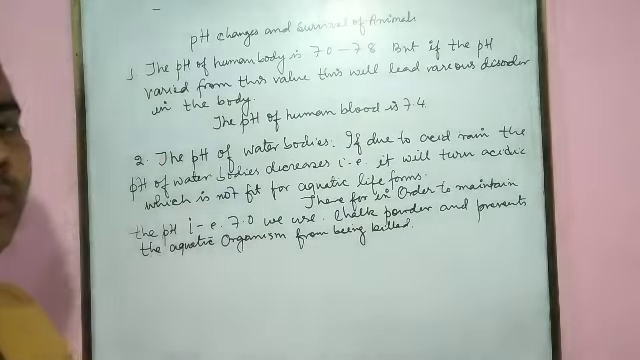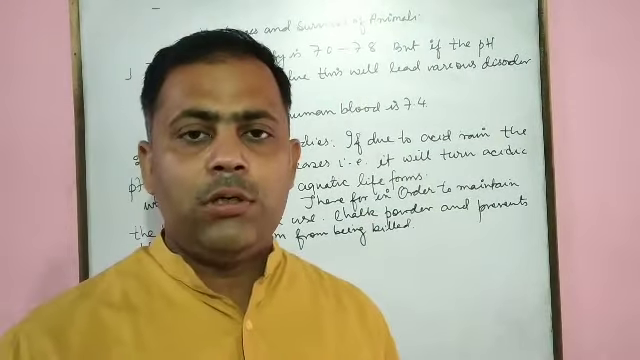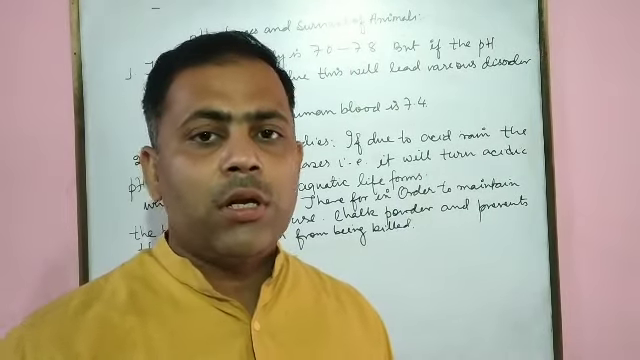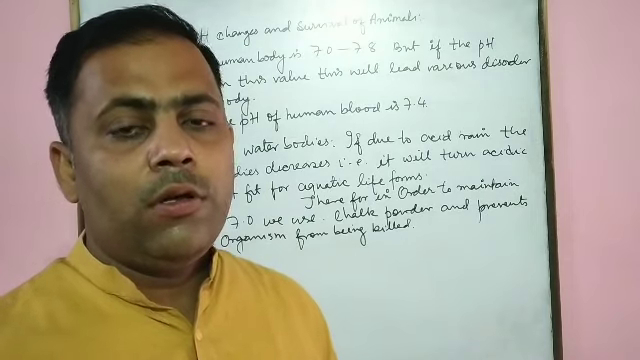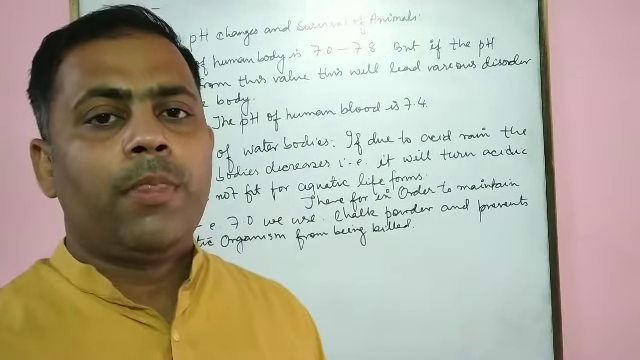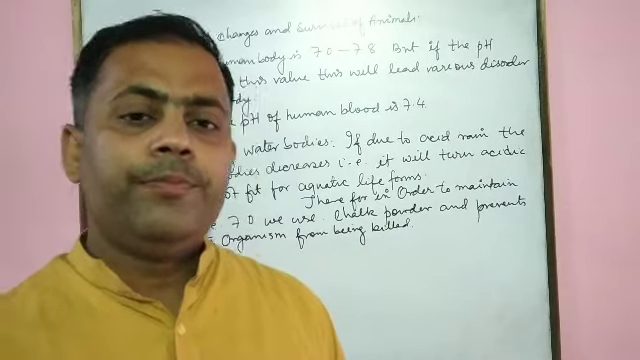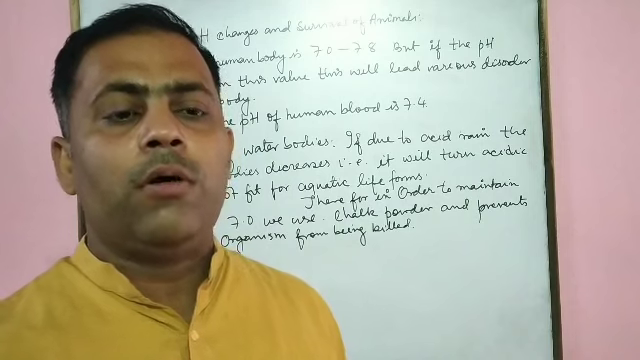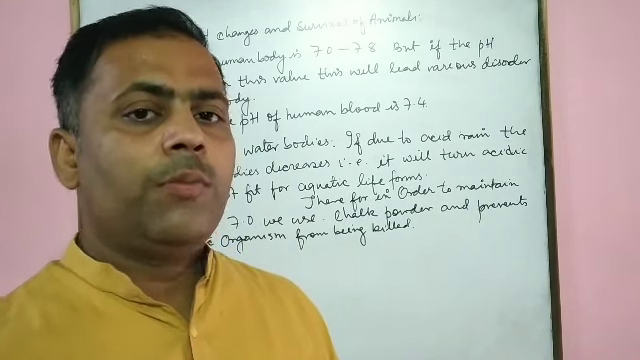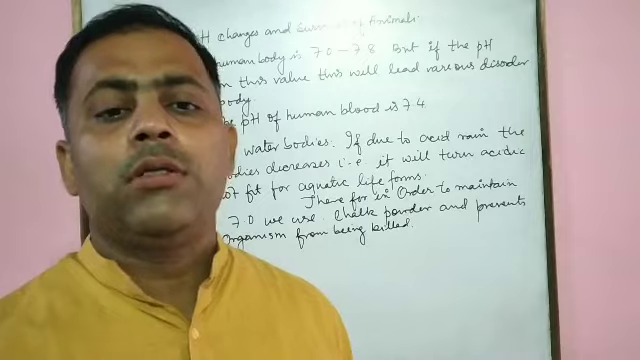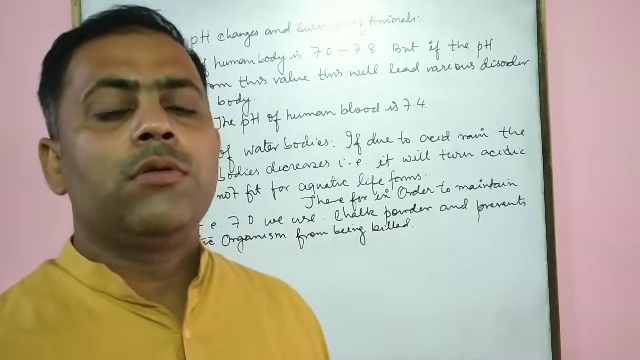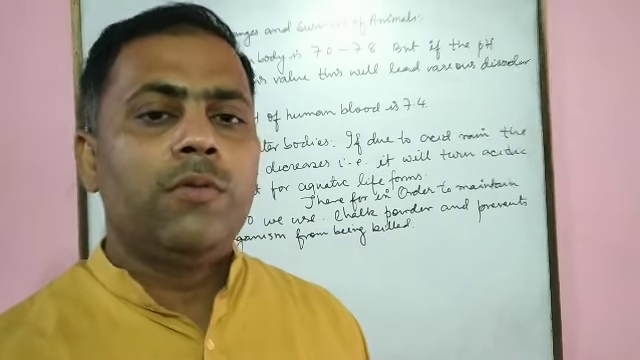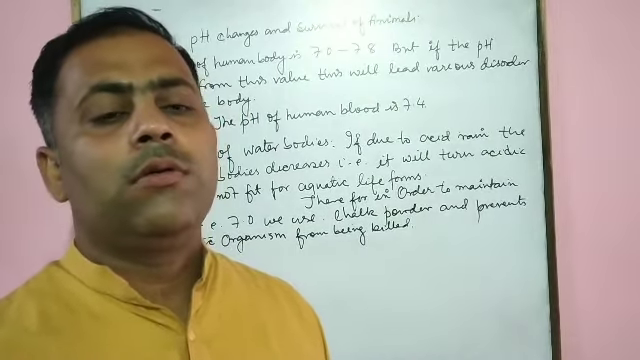This is how, as a result of pollution, acid rain is there, and we know the acid rain decreases the pH of water bodies, which is not fit for aquatic life forms. In order to maintain the pH, we use chalk powder, and by the use of chalk powder, we will bring the pH of the water bodies to 7. In this way, we will prevent the aquatic life forms from being killed in the water bodies.